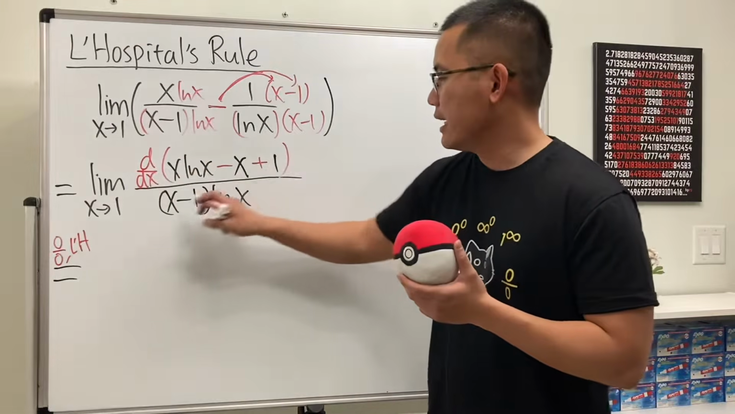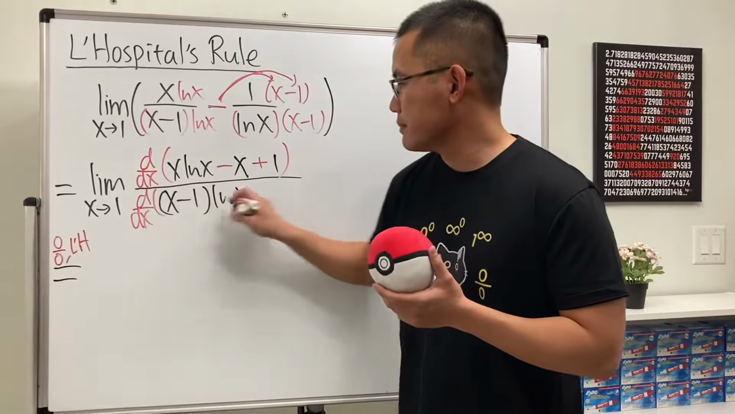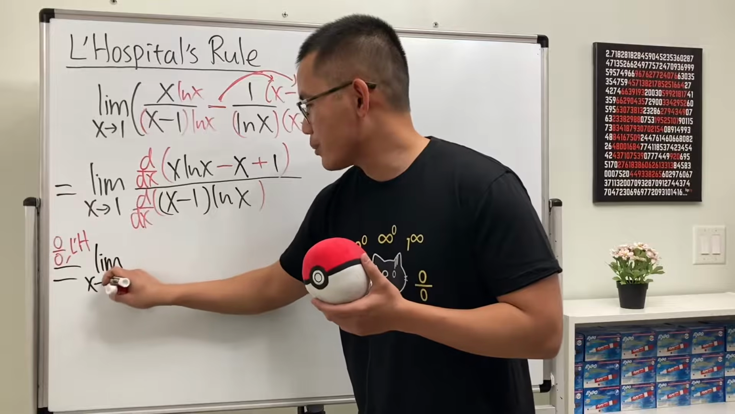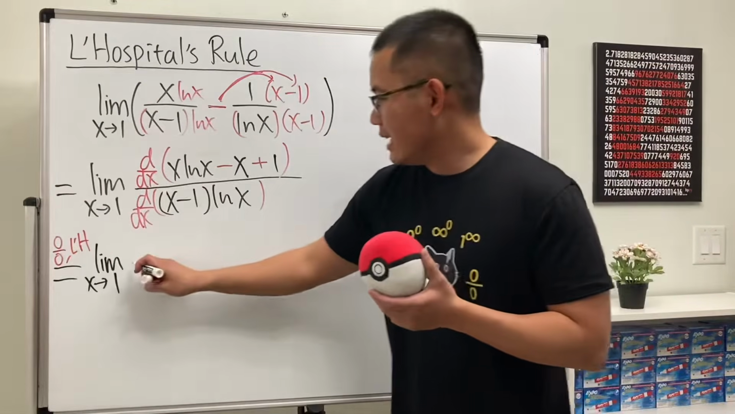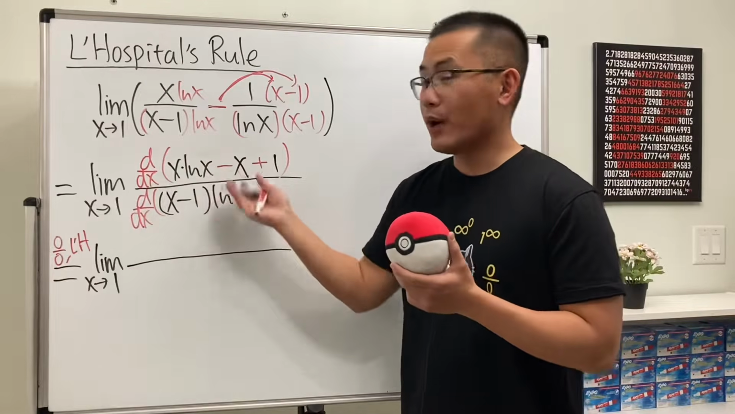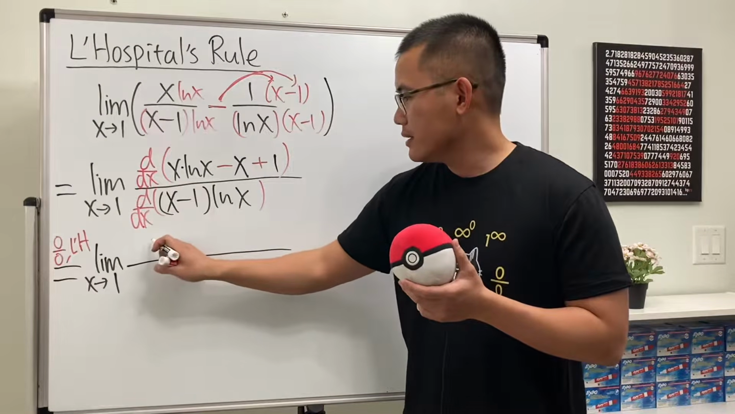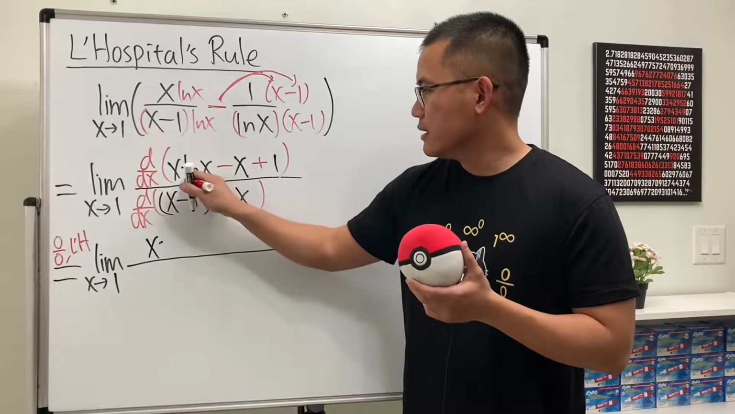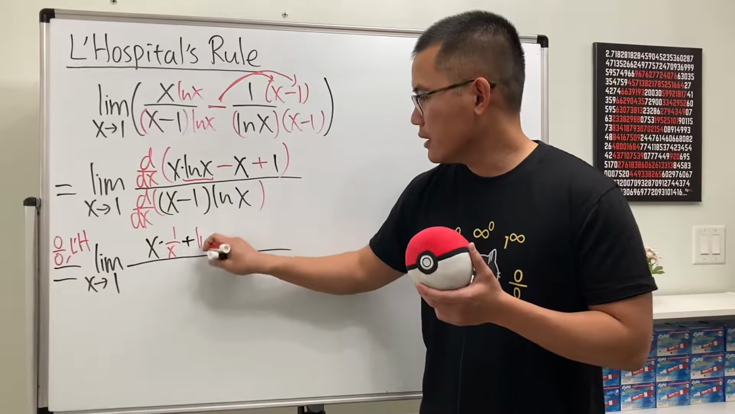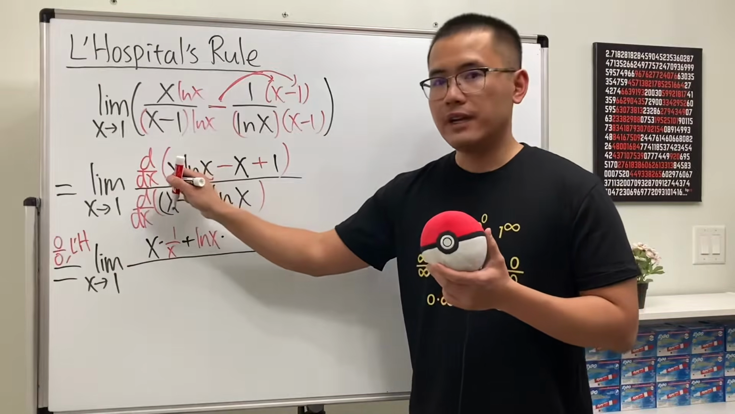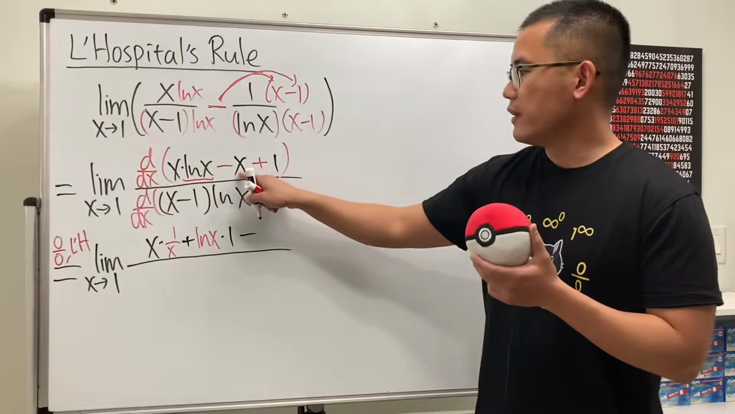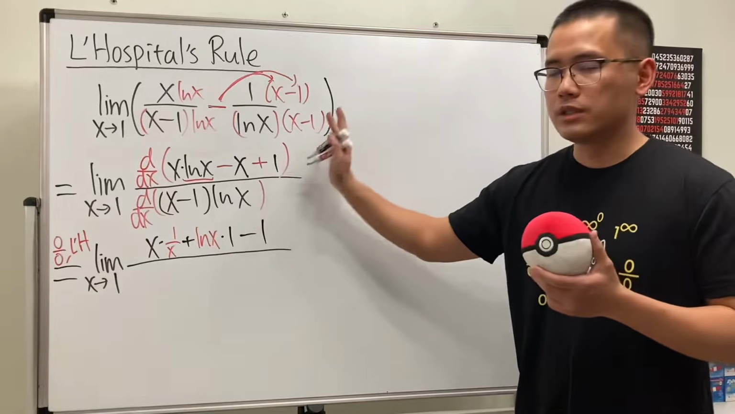Differentiate the top and then differentiate the bottom. And still, let's write down the limit as x approaching 1. On the top, we will have to use the product rule because you see this is x times ln x. Keep the first function times the derivative of the second. Derivative of ln x is 1 over x, and then we add the second function times the derivative of the first, which is just going to be 1, and then minus the derivative of x is just 1, and then the derivative of plus 1 is just 0.